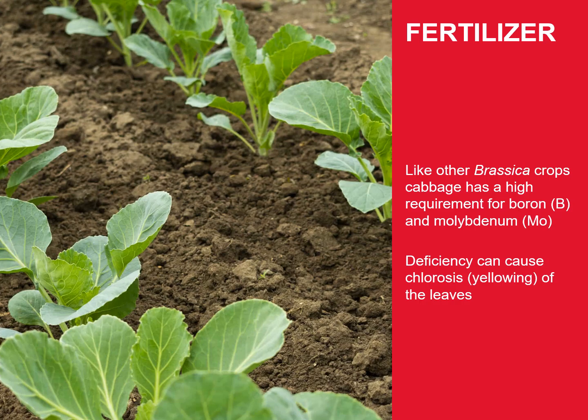Like other brassica crops that I'll come on to in the next few screencasts, cabbage has a high requirement for boron and molybdenum. These are minor trace elements, but they are important in all brassicas, and deficiency is quite common, and it can cause what's called chlorosis of the leaves. This is a characteristic yellowing of the leaves, and it also can cause conditions in the roots which inhibit nutrient uptake.